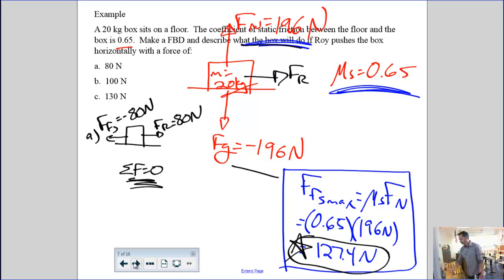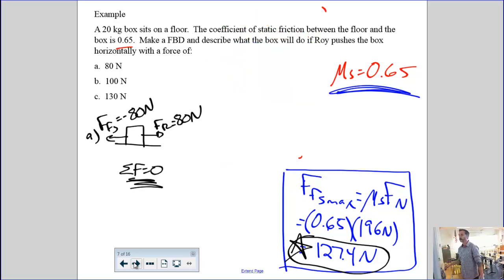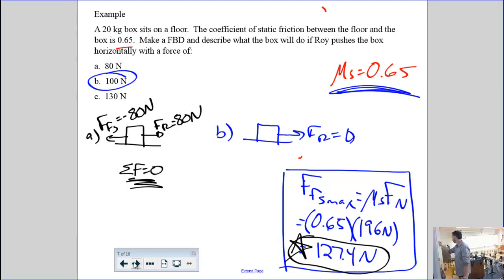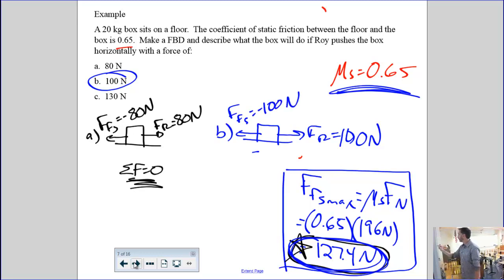Now, in part B, let me clear up my board a little bit. Roy pushes with 100 newtons. Again, I'm being sloppy, ignoring my normal force and my gravity just to save time. So now my force of Roy is 100 newtons. And now friction is like, well, you're getting closer, but I still have 127 newtons I can use. So friction's going to push back with negative 100 newtons, for the same reason, because that'll make the net force 0 and it'll prevent the box from moving.